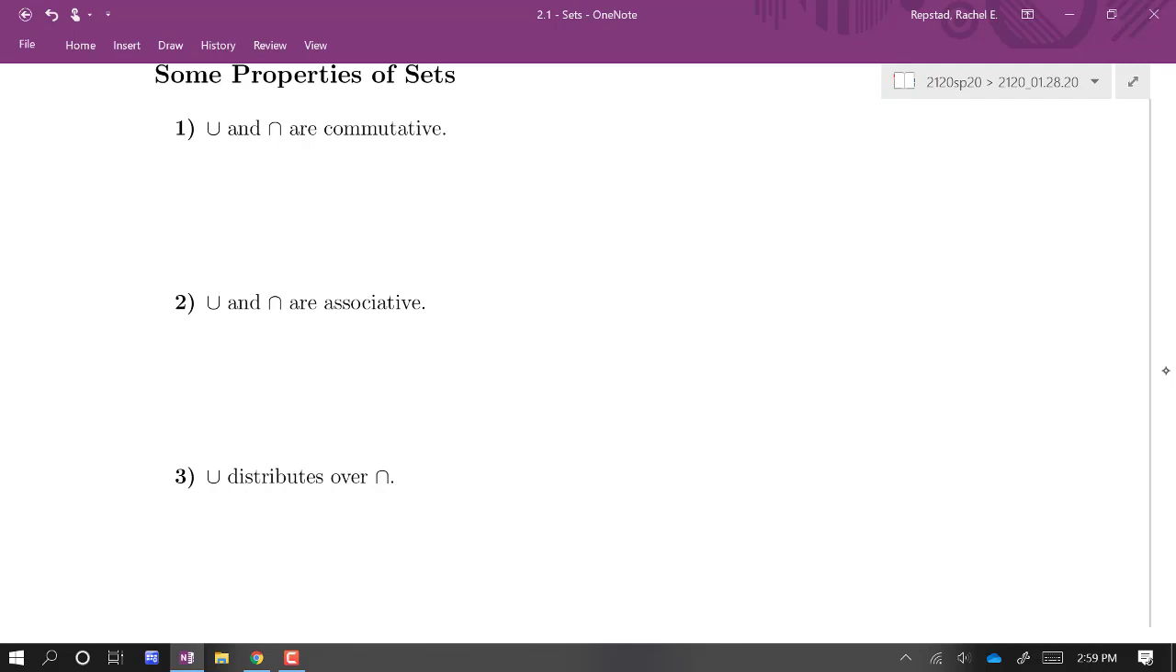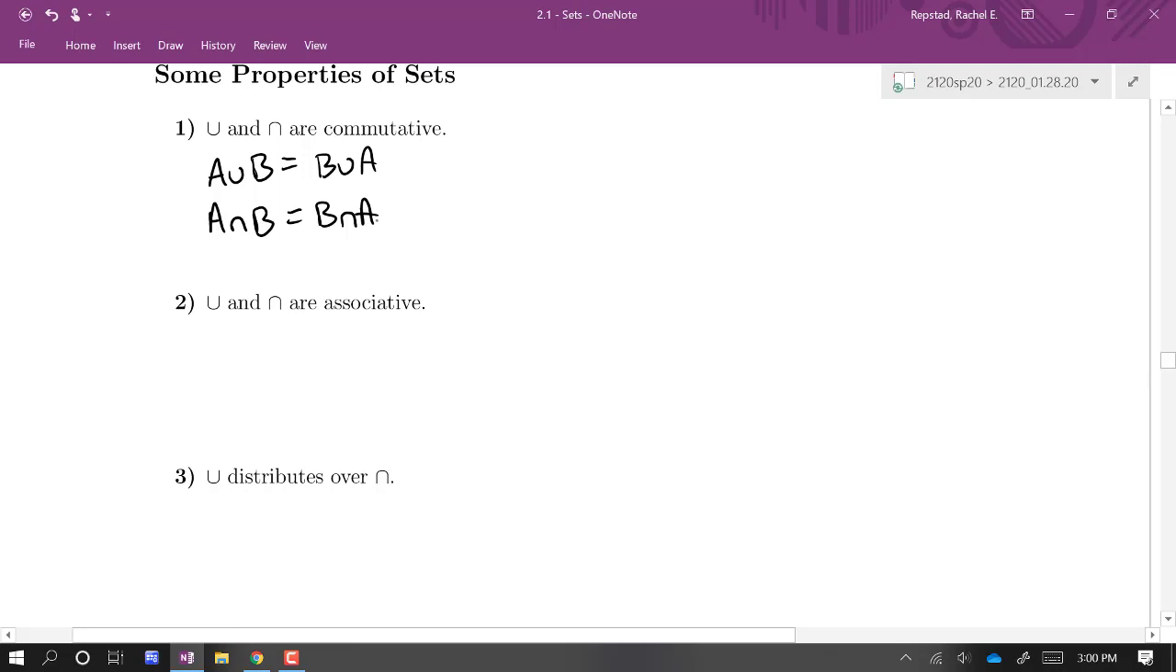I think you're thinking about distributive. Yes, that's what I was thinking of. The third one. Commutative, doesn't that just mean that it doesn't matter what order they are? Yes. So if the union is commutative, that means A union B is the same as B union A. And the intersection is commutative, means A intersect B is equal to B intersect A.